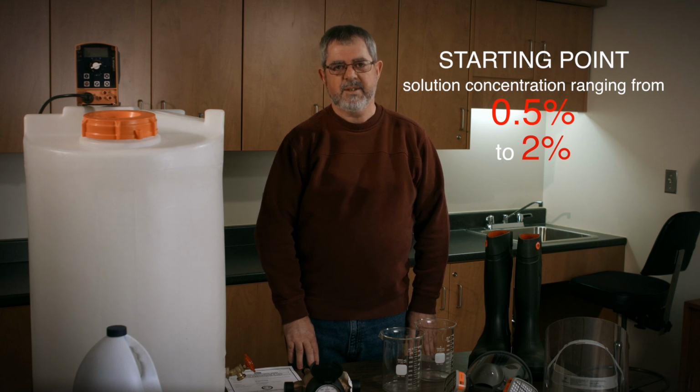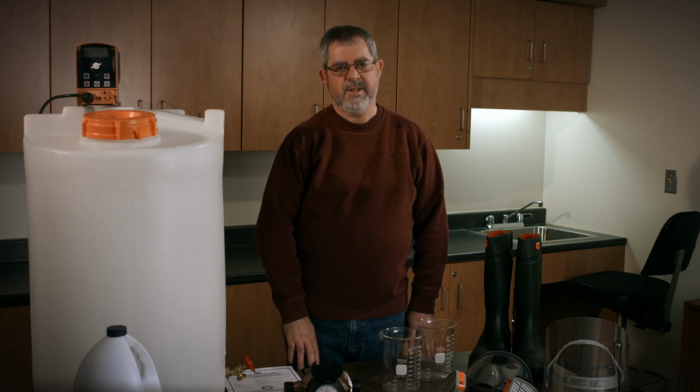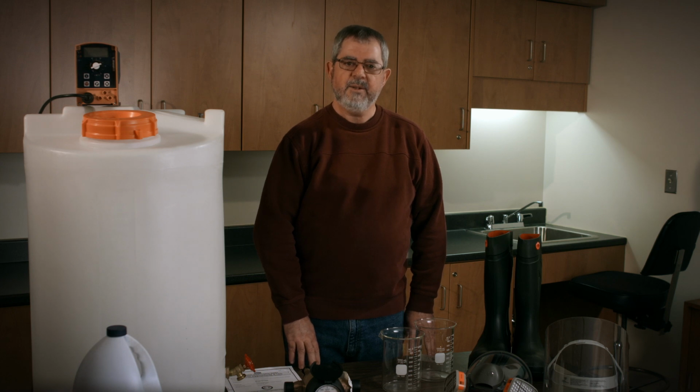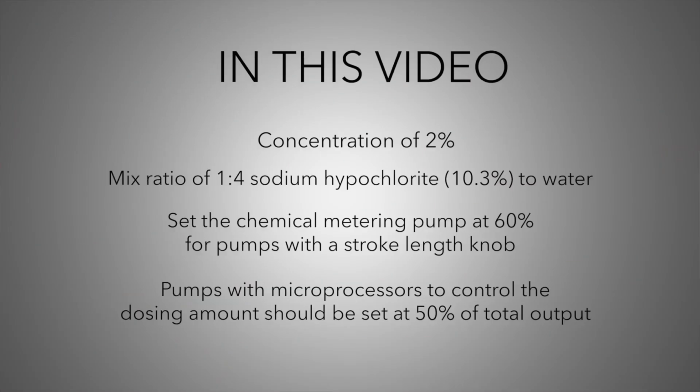If your water source is high quality without dissolved organic compounds, such as groundwater, you may want to start with the weaker concentration. For surface water sources containing dissolved organic compounds, which may cause the water to appear colored, a 2% concentration would be more appropriate. If you require assistance, your local operator trainer can assist you in choosing your starting disinfectant concentration. For this training video, we will assume a required concentration of 2%.